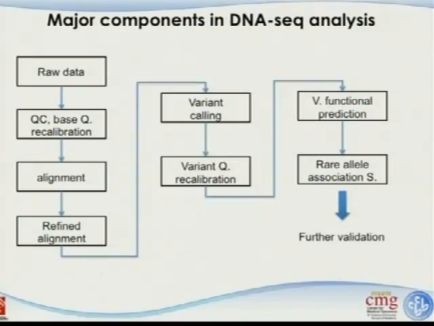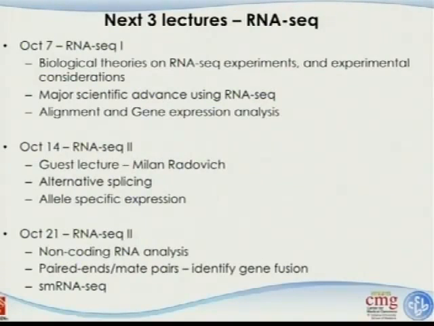Again, coming back to these major components in DNA sequencing analysis. We got the raw data, and we need to do quality filtering, alignment, refined alignment, variation quality recalibration, functional prediction, and rare allele association. And from Tatiana's lecture, and as we also talked about in the first DNA sequencing lecture, if you have additional information like family structures, that is really, really helpful.